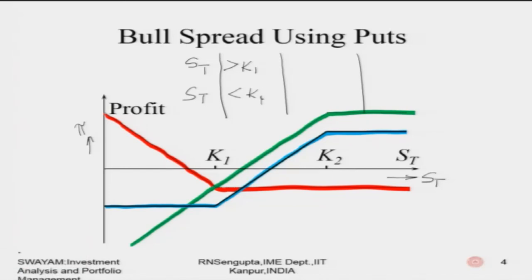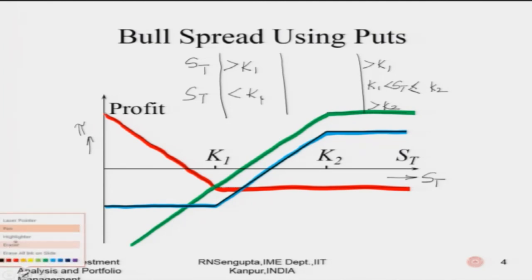So, this was greater than K1. It was basically between K1 and K2. I will use the symbol ST here. K2, and the next case it was basically greater than K2. So, I should interchange that. So, it will be easier for the sequencing or way we are trying to discuss.